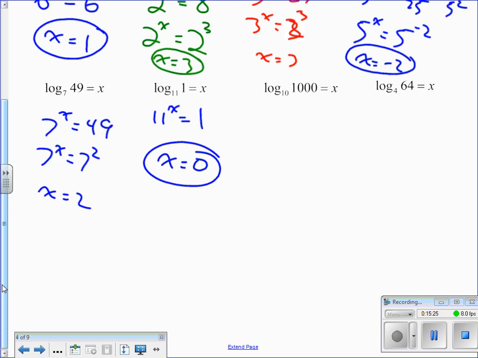Excuse me. Same thing on the next one. Log base 10 of 1,000 is equal to x. So that means 10 to the x is equal to 1,000. 10 to the x is equal to 10 to what power? How many zeros do we have? We got 3 zeros. Third power. X equals 3. Okay, let's take a quick pause. Pull out your calculators. Find the log key on your calculator. Take the log of 1,000.